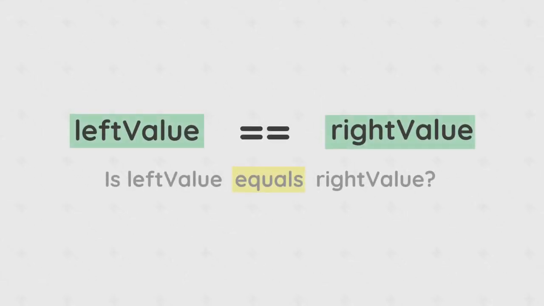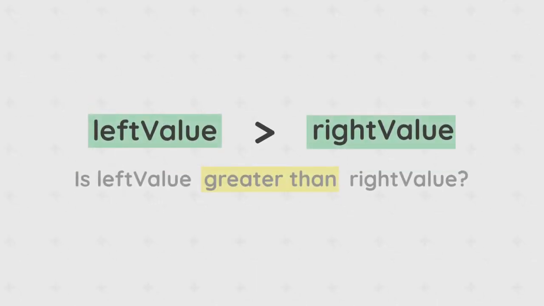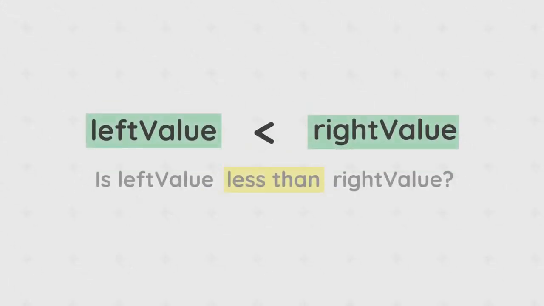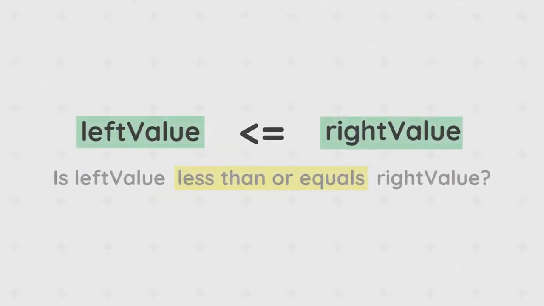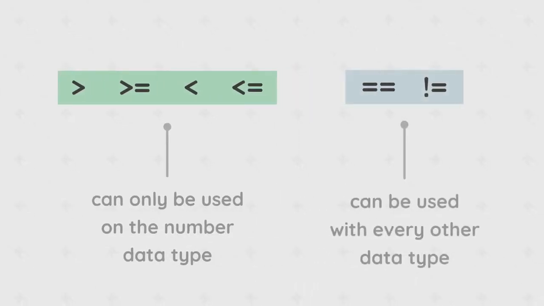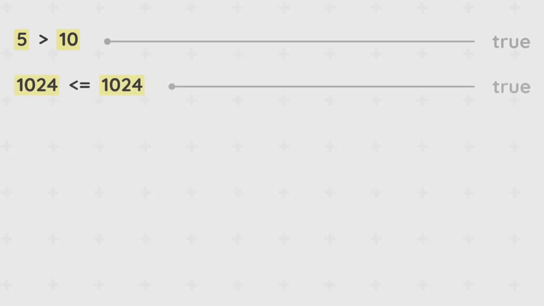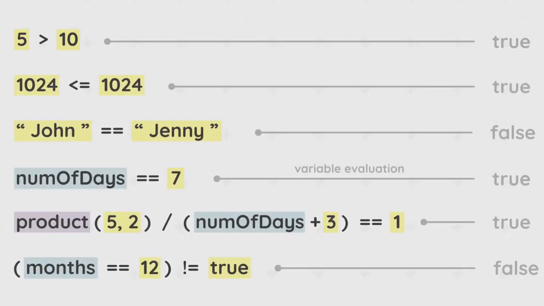And they are the equals to operator, the not equals to operator, the greater than operator, the less than operator, the greater than or equals to operator, and the less than or equals to operator. In Macrorify, these four operators are used with numbers, while these two can be used with any other data type. Here are some examples of expressing conditions. Also, variables and the return value of functions can also be used with the conditional operators.